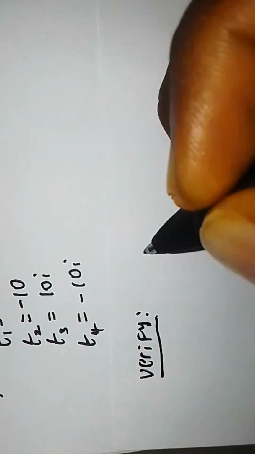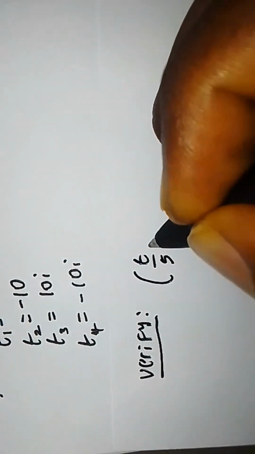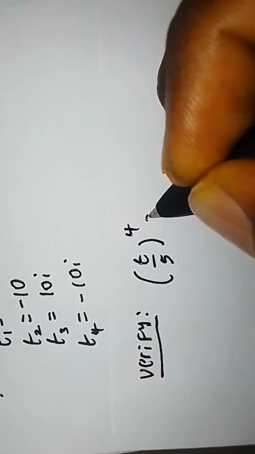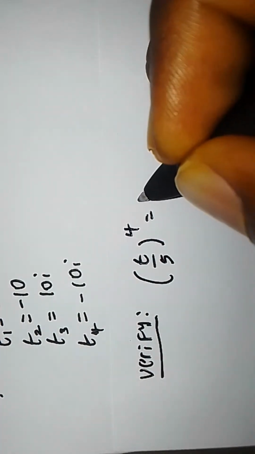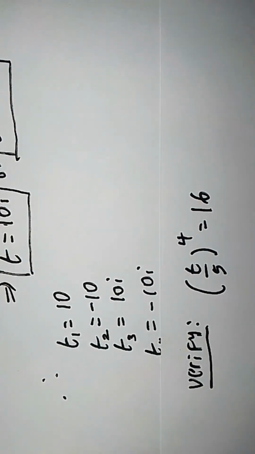Verify. The question says (t/5)^4 is equal to 16. Let's verify the first answer that we got.